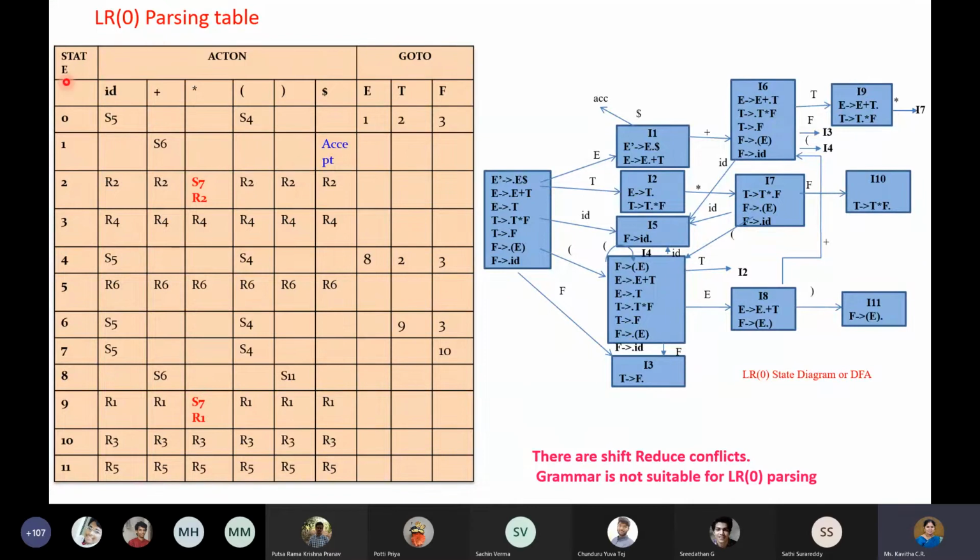Now I will start with the state number 0. At state number 0, on E, see what we are reading. E is a non-terminal. Where is it going? To the state number 1. So that's what this number is. At 0, on capital E, it is going to the state number 1. Similarly, at 0, on capital T, it is going to state number 2. So this is I2. Similarly, at 0, on F, it is going to state number 3. So that's what is represented here. So for all the non-terminals, we finished.